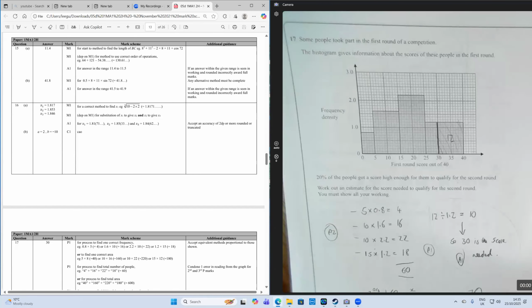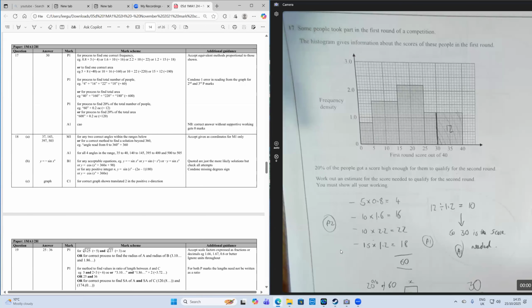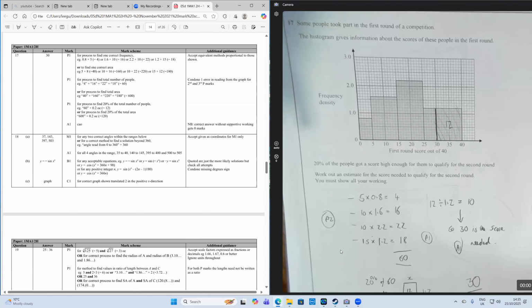Okay, question 17, histogram question. And it's towards the end of the paper, so we can expect it to maybe be a little bit tricky. Let's have a look and see what they're saying in this question. There's the mark scheme for you. Okay, it says some people took part in the first round of a competition. The histogram gives the information about the scores of these people in the first round. 20% of the people got a score high enough for them to qualify for the second round. Work out an estimate for the score needed in order to qualify for the second round. You must show all of your working, and this is worth 4 marks.